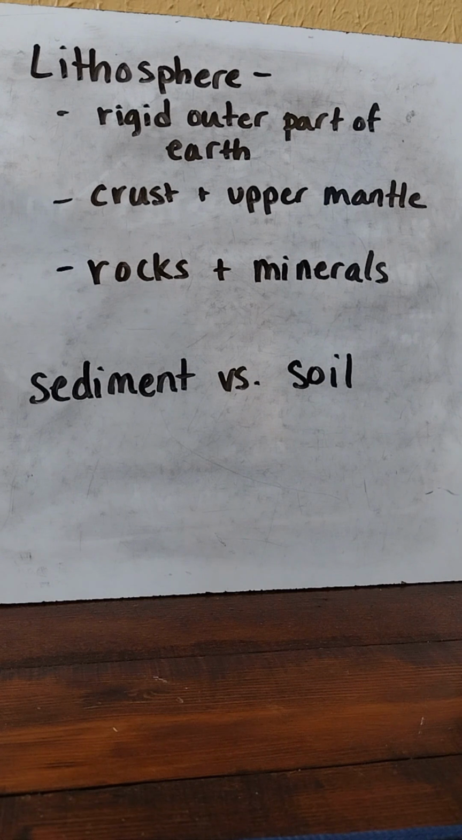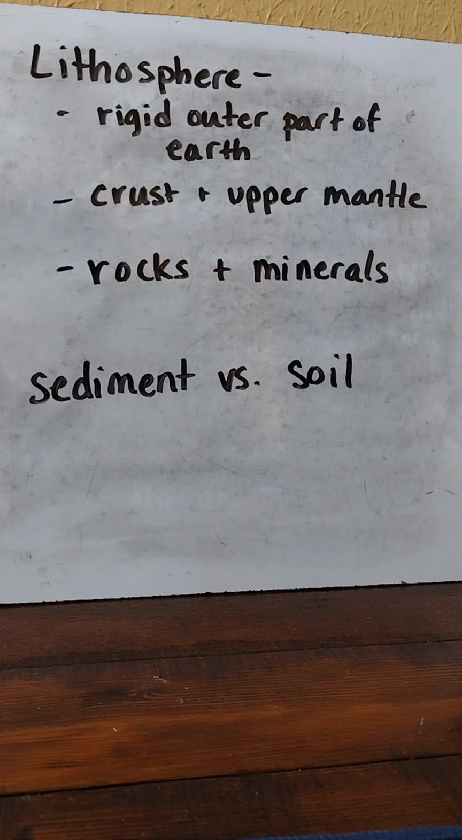Now your book talks about sediment and soil. What's the difference? So sediment is weathered rock. It's small fragments of rock like gravel or sand or silt, mud or clay. And silt is just fine sand or clay carried by running water. You've probably seen it in streams. And the sediment develops as a result of movement.